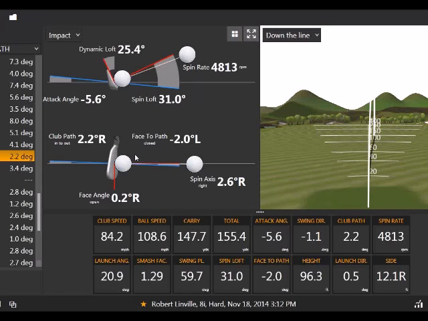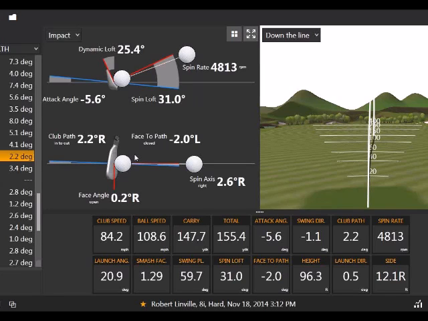LPGA average is almost positive 3. So they're swinging 95 miles an hour. The more you have a positive attack angle, especially with a driver, because we can hit it solid with a positive attack angle, the farther you can hit it.